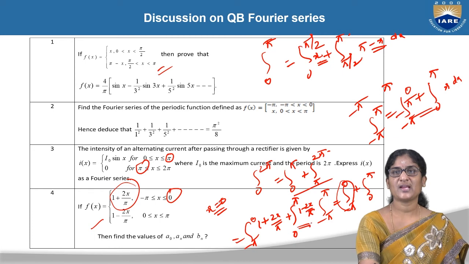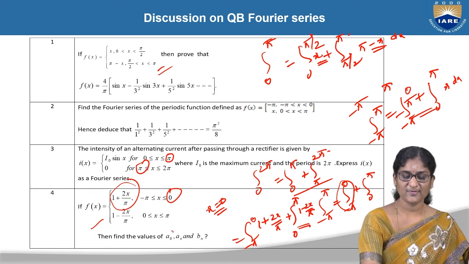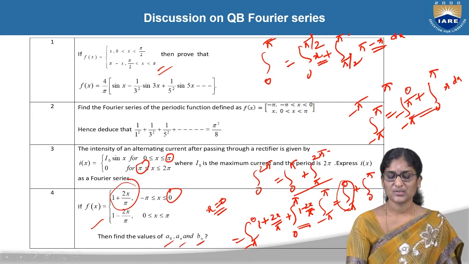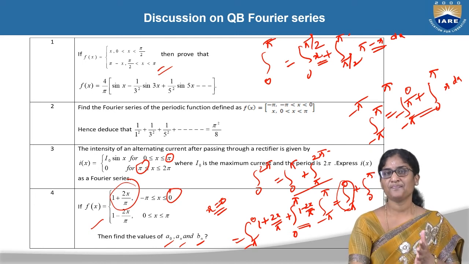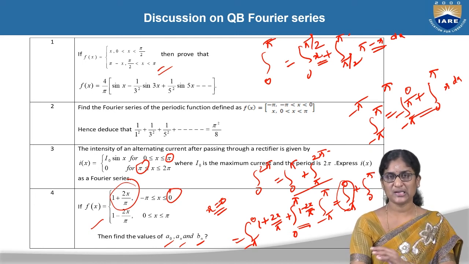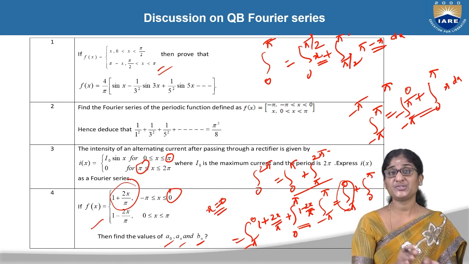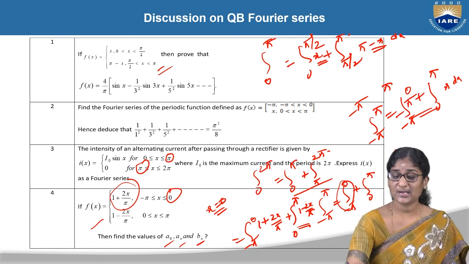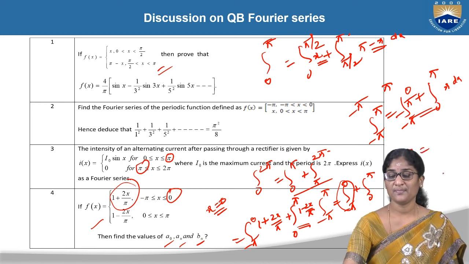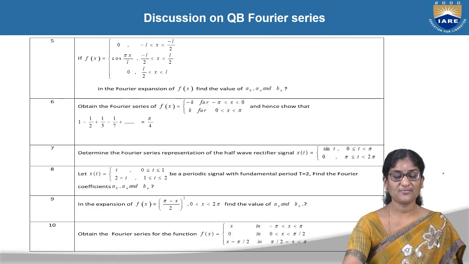In this way we can do it, and he asks you to find all three Fourier coefficients, a0, an, and bn values. For each of them, for finding a0 also, we have to split the integrals, and for an and bn also we need to split the integrals. For each one we need to take integration by parts, integral of f into g, and go with the problem. So that is how we can do the fourth question.